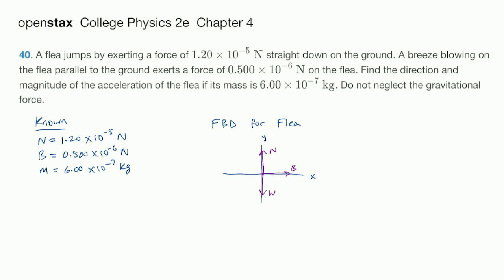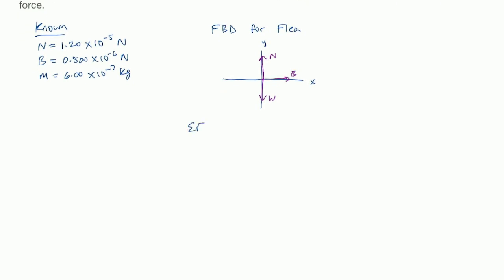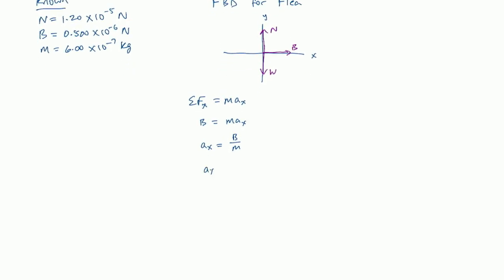All right, so now we can apply Newton's second law. So we will sum the forces in the x direction. They will be equal to the mass of the flea times the acceleration in the x direction. All right, the only force in the x direction is the breeze force. So we have B is equal to m a sub x. All right, so we divide both sides by the mass. We find the x component of acceleration is the breeze force divided by the mass of the flea.